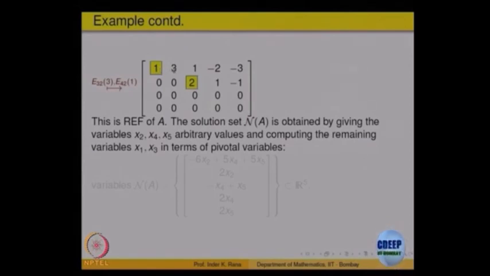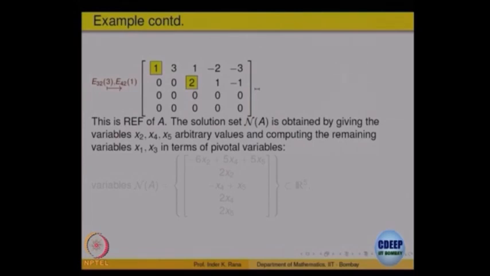x1 plus 3x2 plus x3 minus 2x4 equal to 0. The next one will give me 2x3 plus x4 minus x5 equal to 0. So, only 2 equations I will get. Rank is equal to 2. What is n? Equal to 5. So, how many independent variables are there?